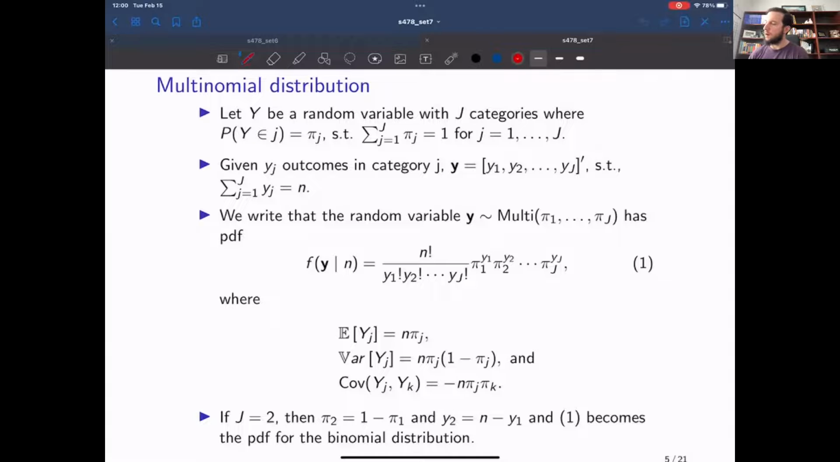Given j outcomes in the random vector y equals y1 to yj, we would write that the sum across all j is equal to little n.